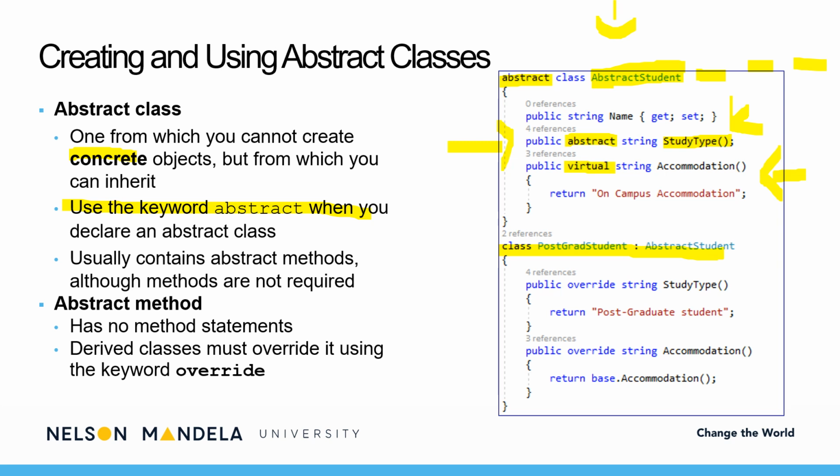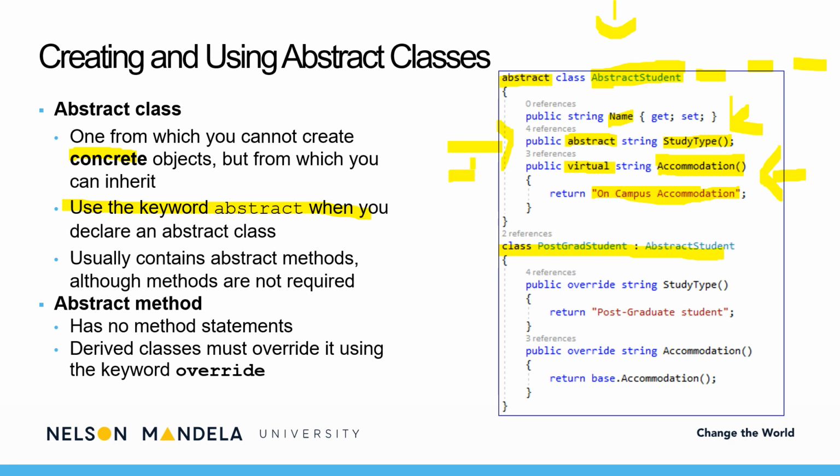Now the virtual method does have implementation. You can use it in the child class just by saying base.method, which is .accommodation. So in this class, we've got a student class, which has a property called name, an abstract method called study type, and a virtual string method called accommodation, that already has an implementation that says on-campus accommodation.